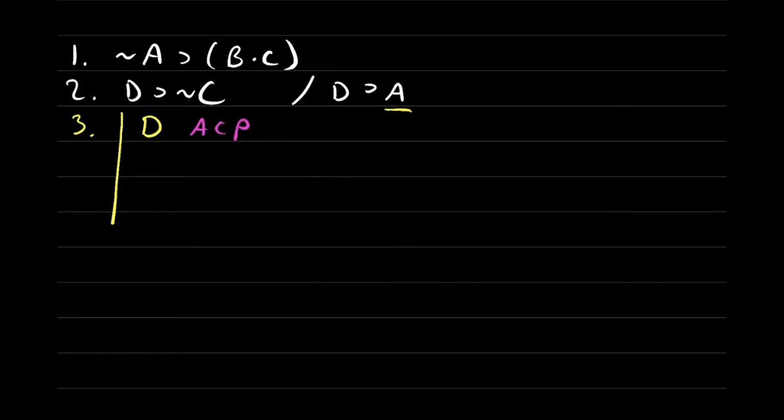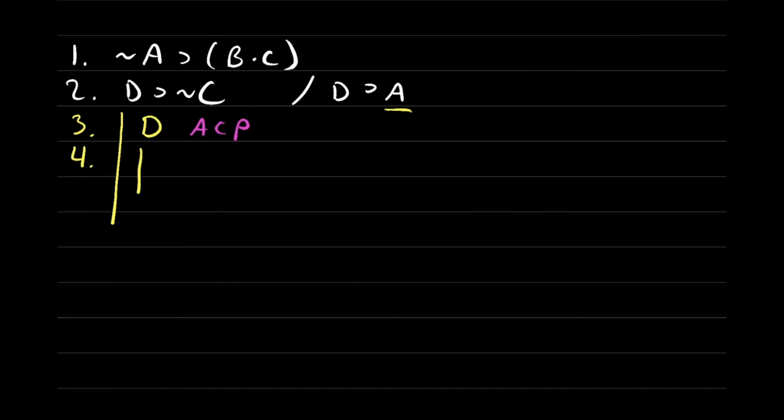So here on line 4, I'm going to start a new indented sequence inside the first one. And if I'm trying to get A, I'm going to assume not A. And here you have to be really careful. Assumption not for conditional proof, but for indirect proof.